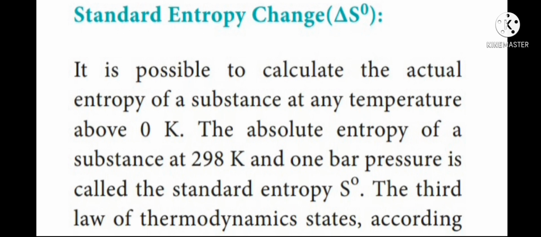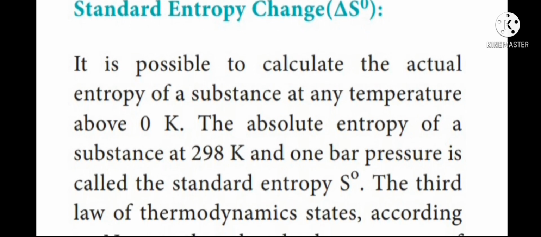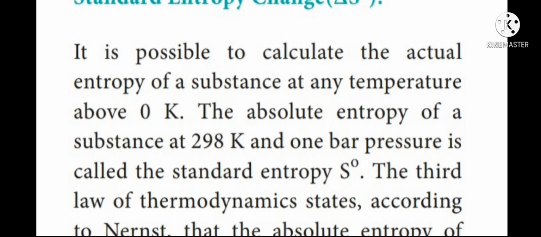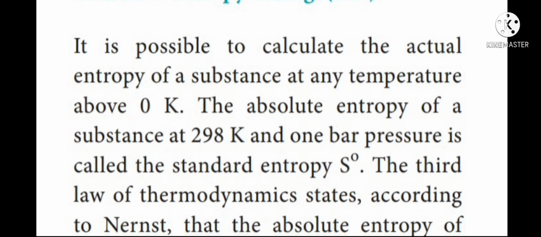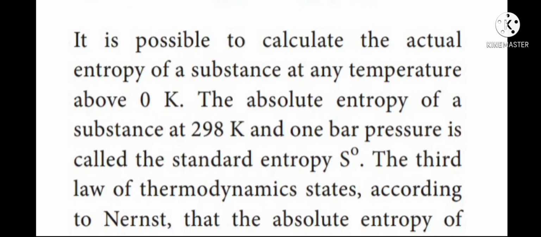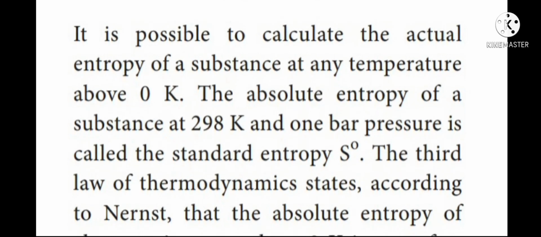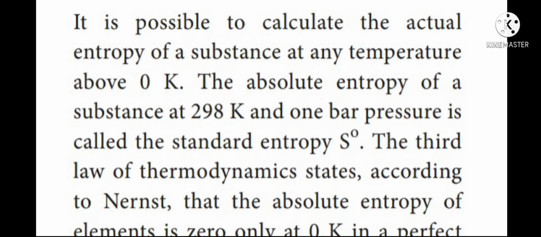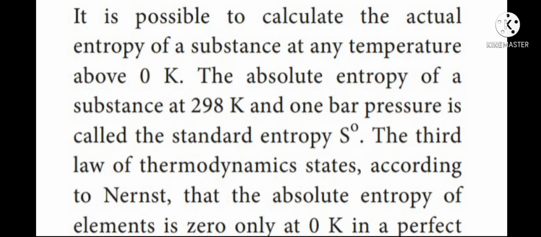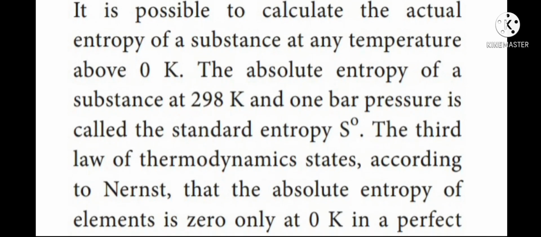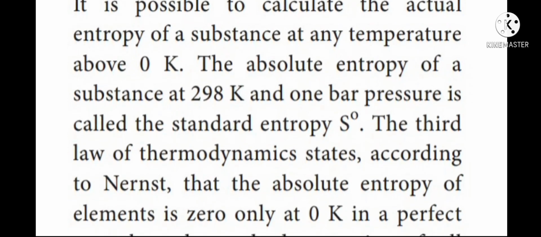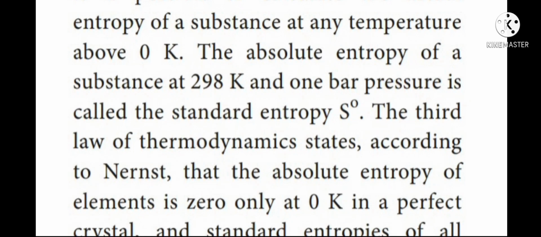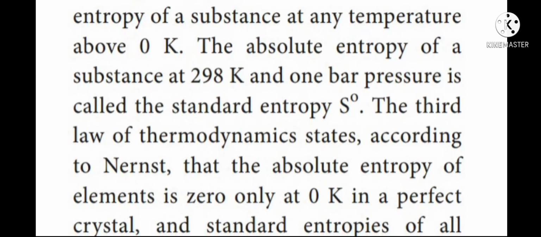Standard entropy change. It is denoted by delta S naught. It is possible to calculate the actual entropy of a substance at any temperature above 0 Kelvin. Hence, the absolute entropy, which is calculated under standard condition of 298 Kelvin and 1 bar pressure, is said to be standard entropy. It is denoted by S naught.